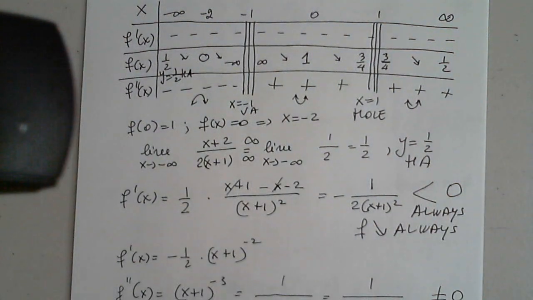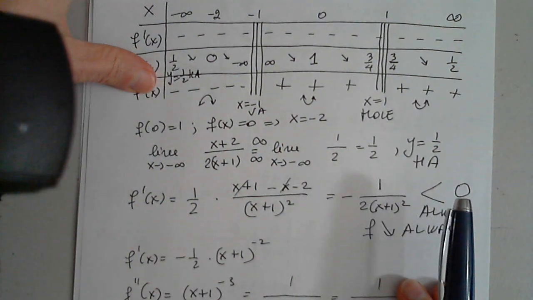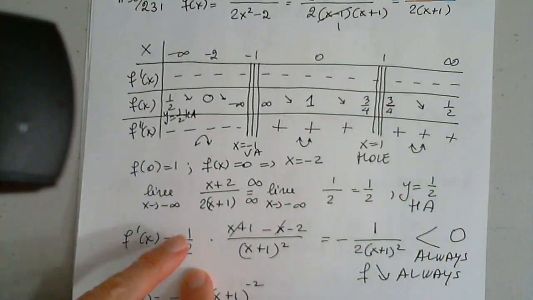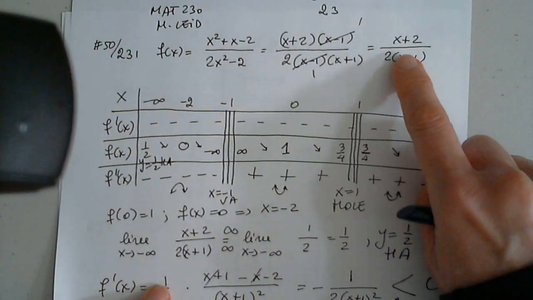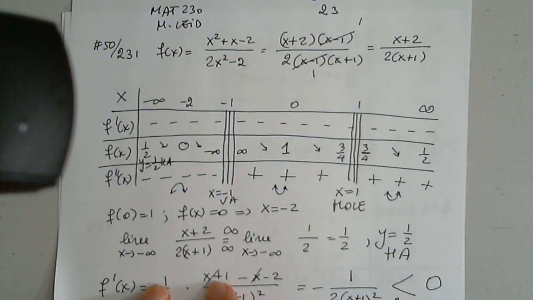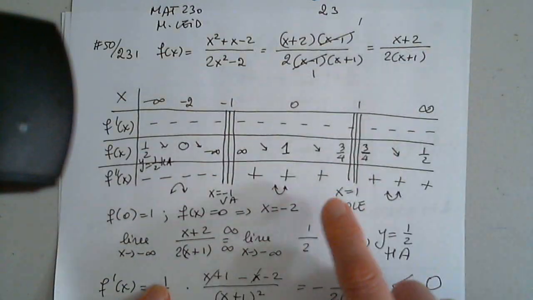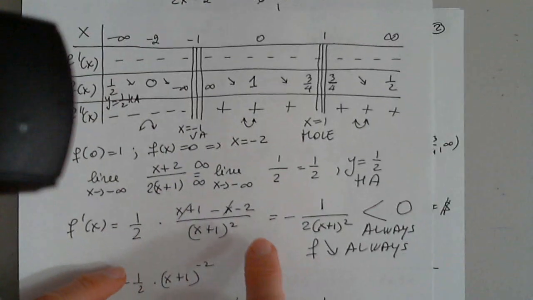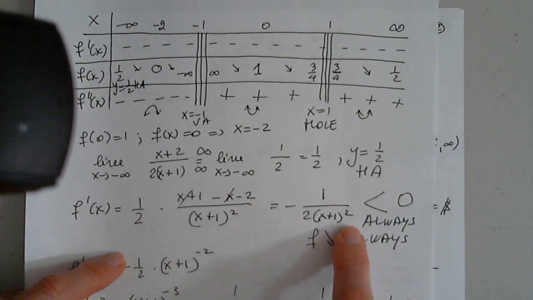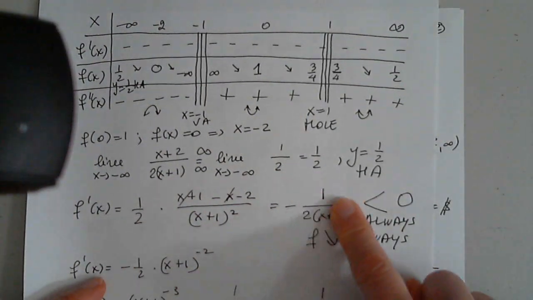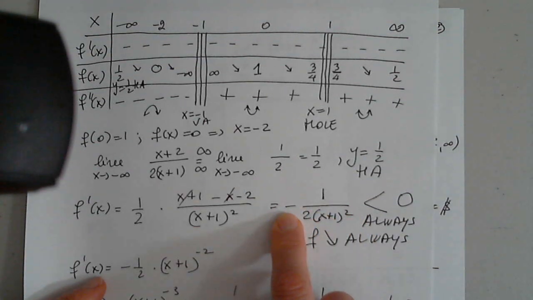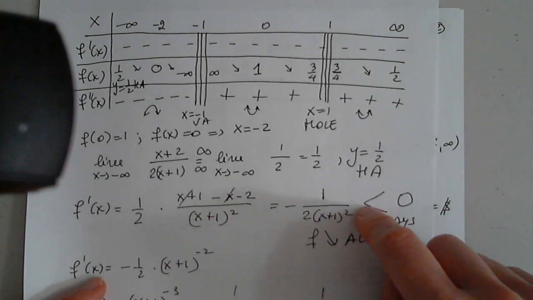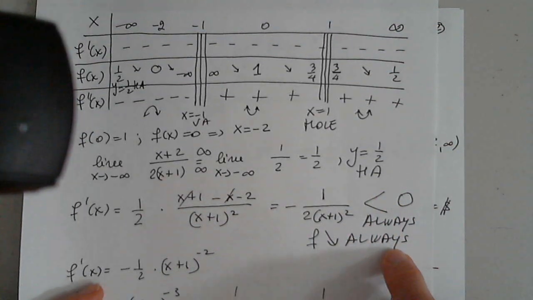Moving on to the first derivative. You know me, I try to make it as simple as possible. 1 over 2 stays outside. I'm not going to involve this. You can wait patiently. The derivative of x plus 2 is 1 times the denominator minus x plus 2 times the derivative of the denominator, which is 1, but I have to distribute the -1. So I have -1 over 2 times x plus 1 squared. This is a positive number all the time, but it has a minus in front. So it will always be less than 0, never equal to 0, no critical numbers. The function is always decreasing.